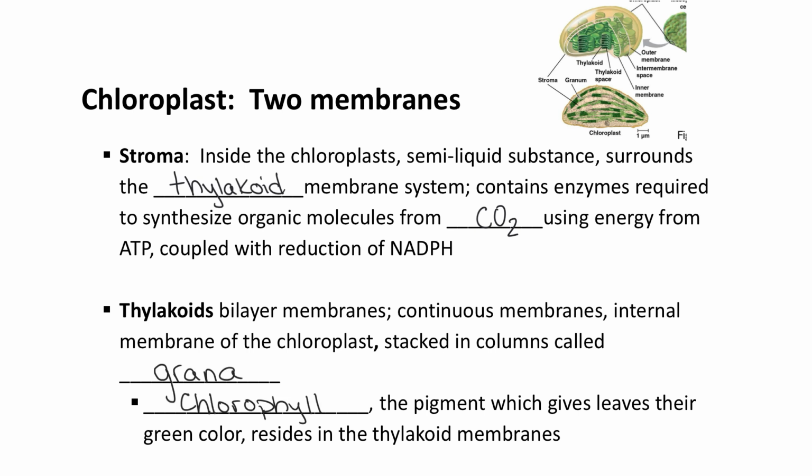Chlorophyll, the pigment which gives leaves their green color, is going to reside within the thylakoid membranes. As we continue to talk about photosynthesis, you're going to see how this area plays a role in how photosynthesis happens.